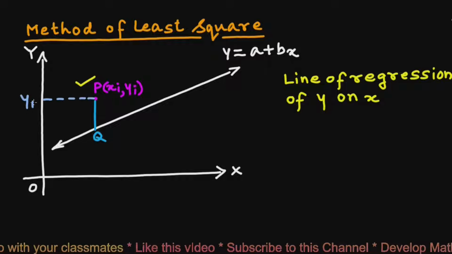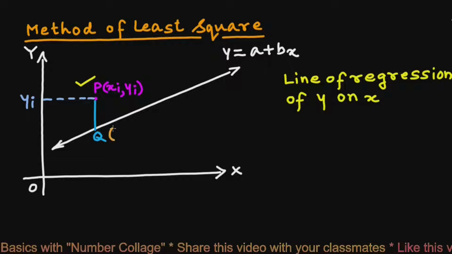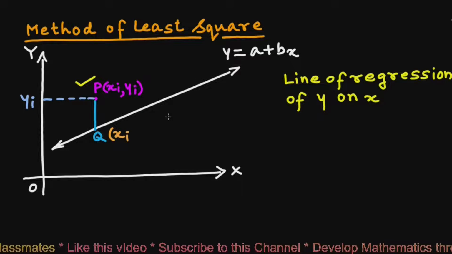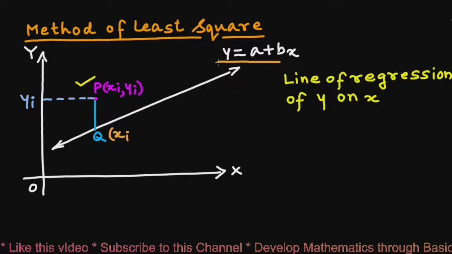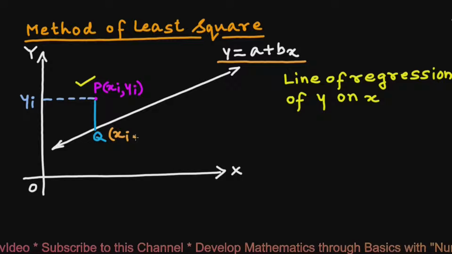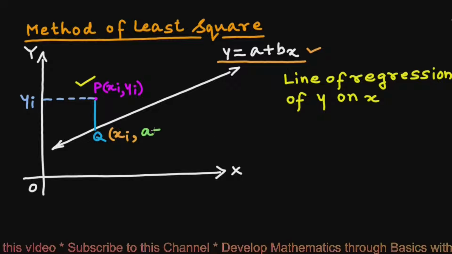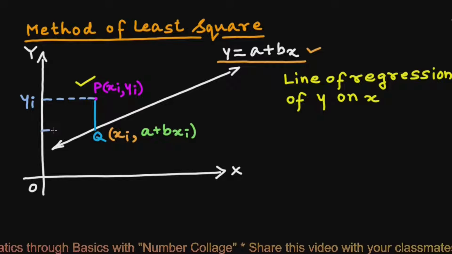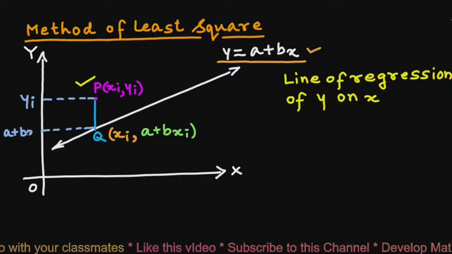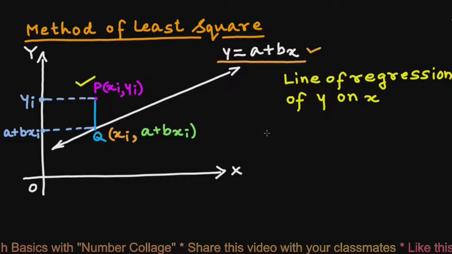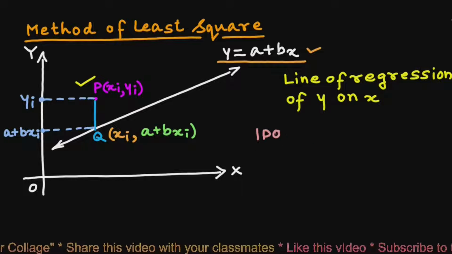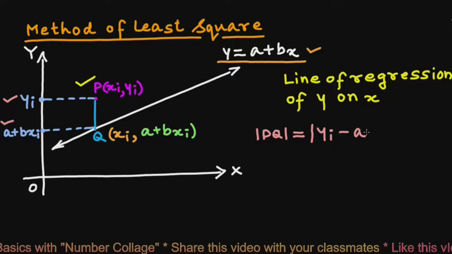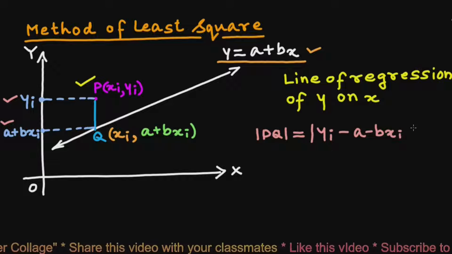Here yi will be the point on the y-axis. The x coordinate of point Q will be xi, and since the point lies on the line y equals a plus bx, its y coordinate will be, from this equation, a plus bxi. That gives us a point on the y-axis, a plus bxi here. Now the absolute distance |PQ| will be the modulus of yi minus a minus bxi.